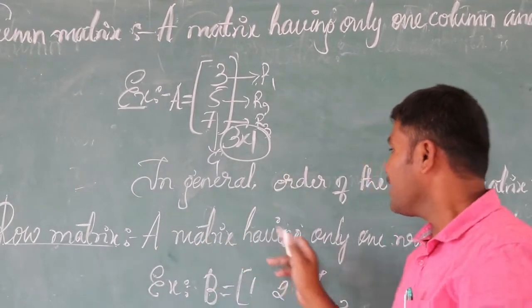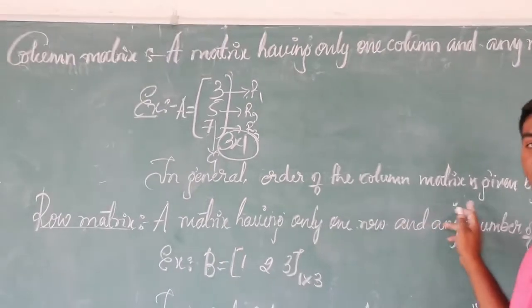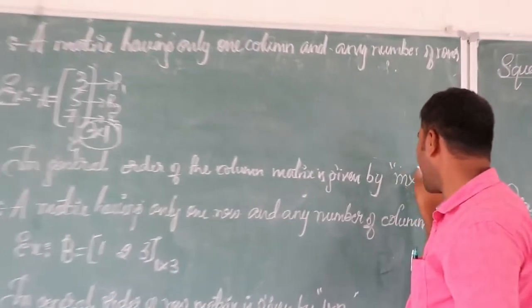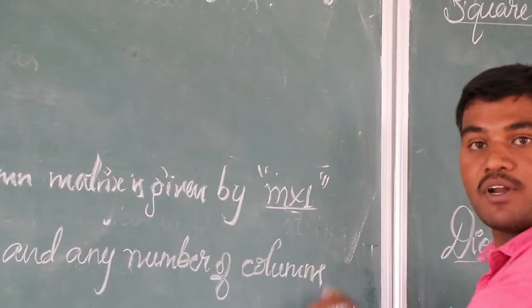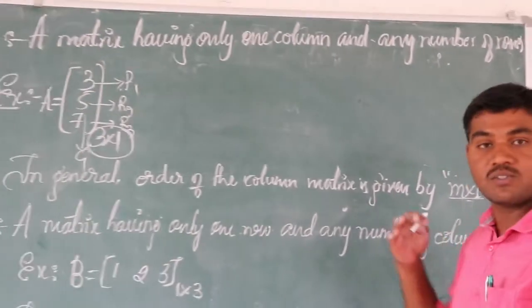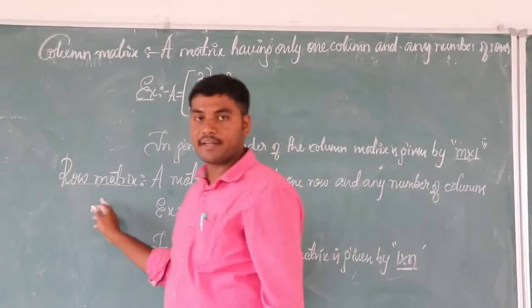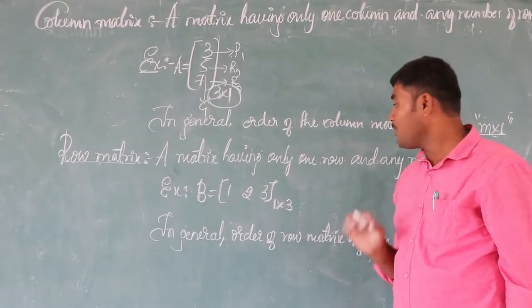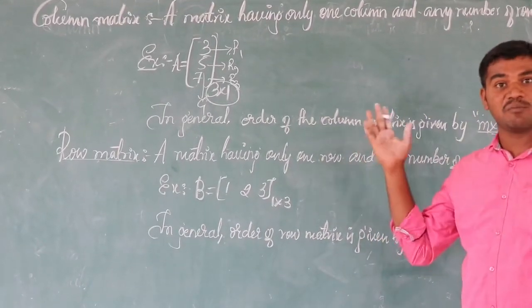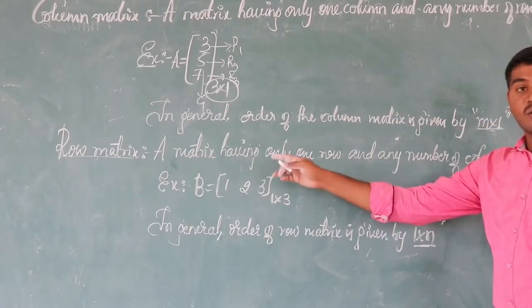In general, the order of the column matrix is denoted like this, m by 1. M indicates number of rows and 1 indicates number of columns. Similarly, the next one is row matrix. The definition of row matrix is a matrix having only one row and any number of columns. That is called row matrix.